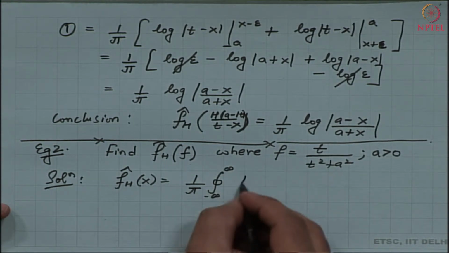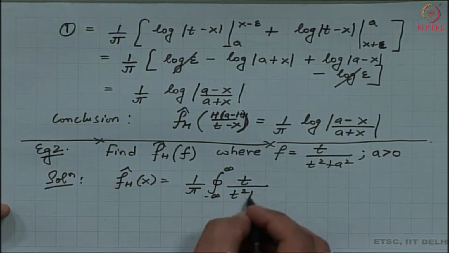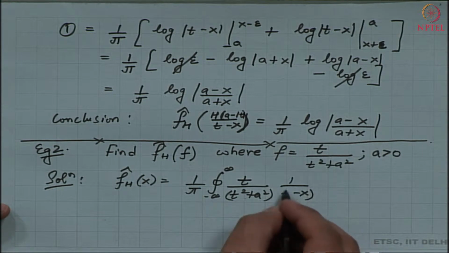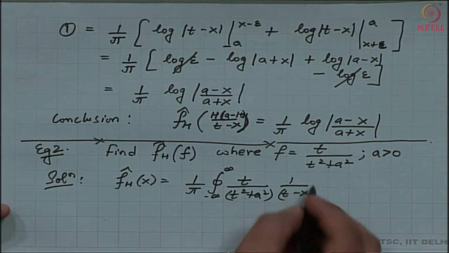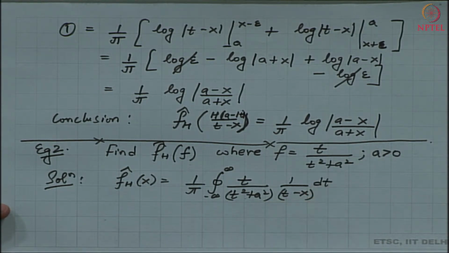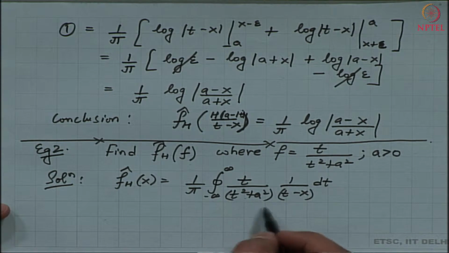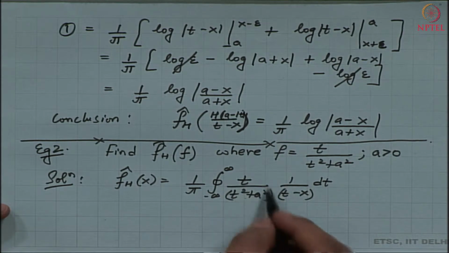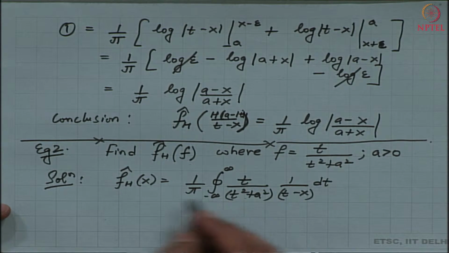we use this function t by t square plus a square times 1 by t minus x dt. Now, we are integrating with respect to t. So, to evaluate this particular integral, I am going to break down this product of two rational functions using partial fractions as follows.